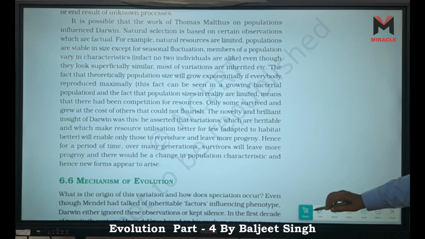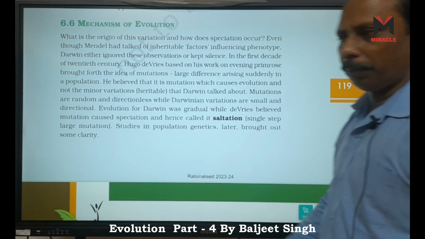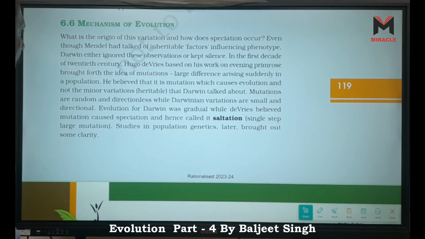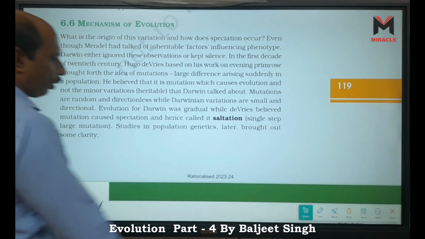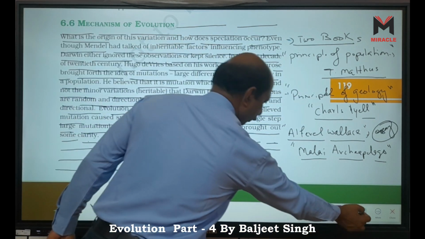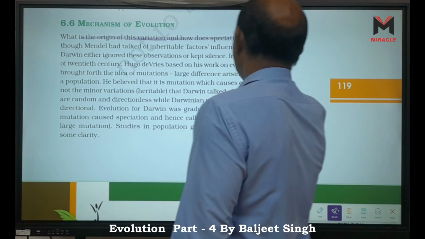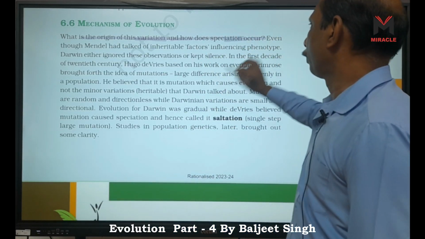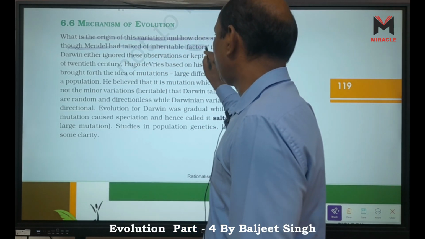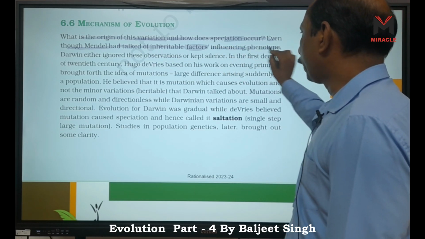Now next point is the mechanism of evolution. How does evolution occur? What is the origin of this variation and how does speciation occur? That is the question. Even though Mendel had talked of inheritable factors, today we know these are genes influencing phenotype.